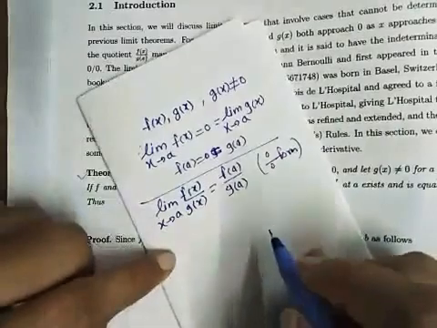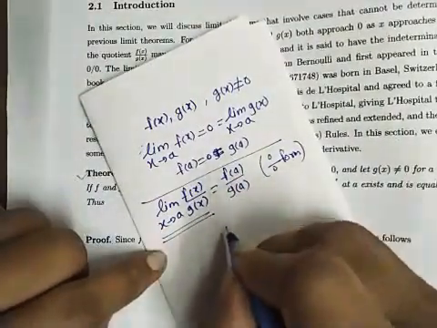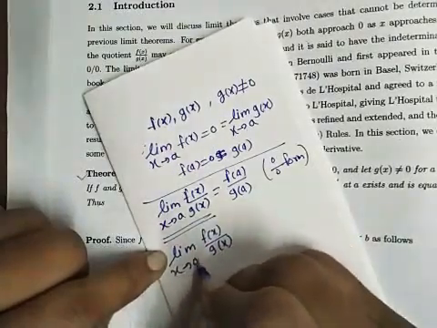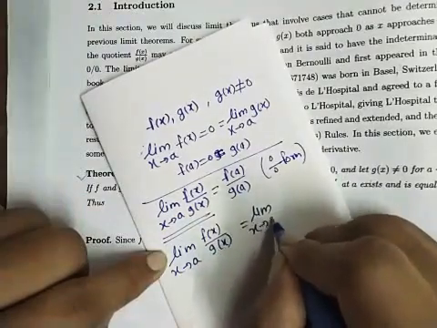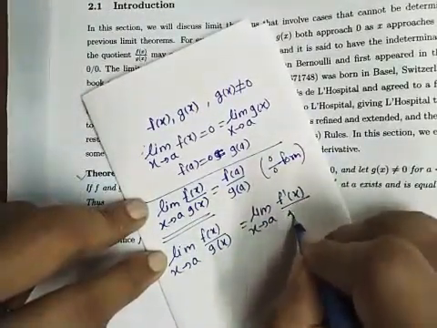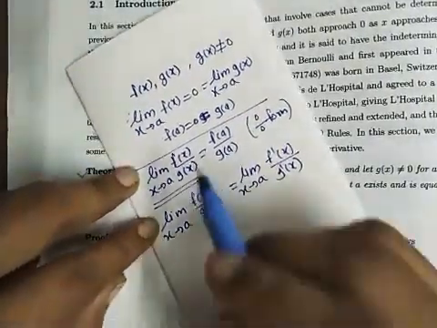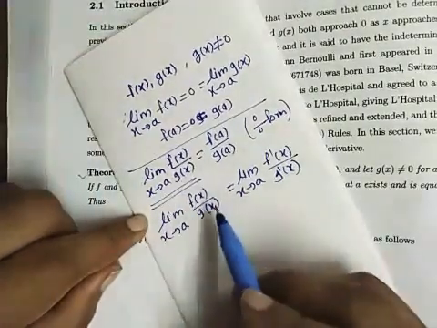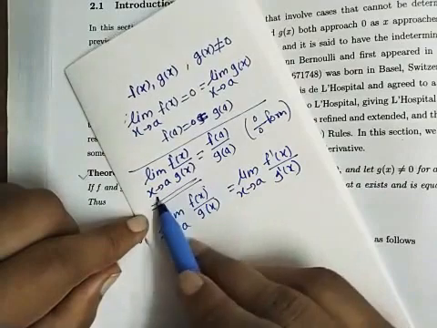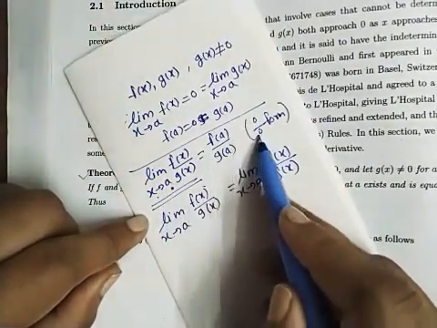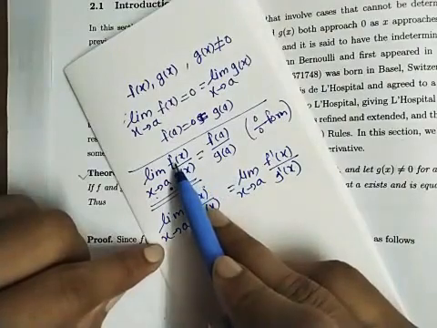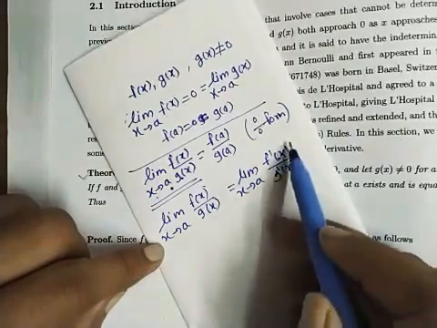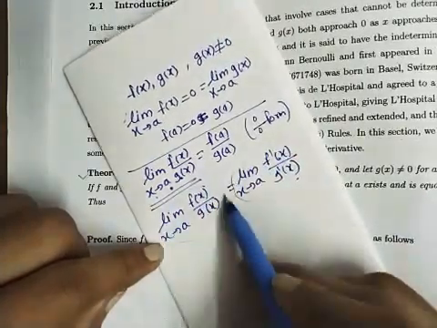So in this case, the limit of f(x) upon g(x) as x tends to a is the same as the limit as x tends to a of f'(x) upon g'(x). That is the first rule of L'Hospital. What is that? If we want to find the limit of the function f(x) upon g(x) as x tends to a, and it is 0 upon 0 form, then we take the derivative of f(x), that is f'(x), and the derivative of g(x), that is g'(x), and applying the limit to this is the same as the limit of the original function.